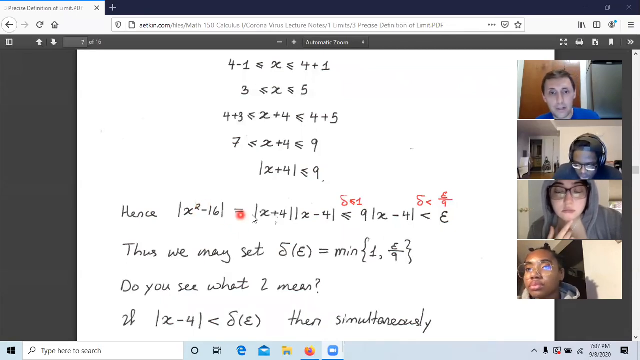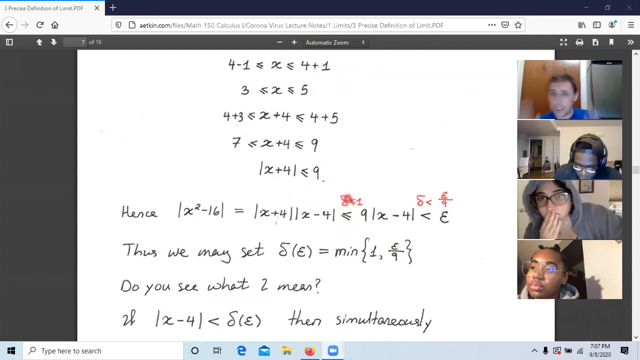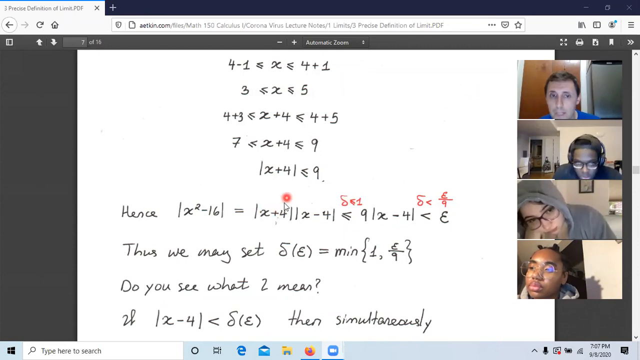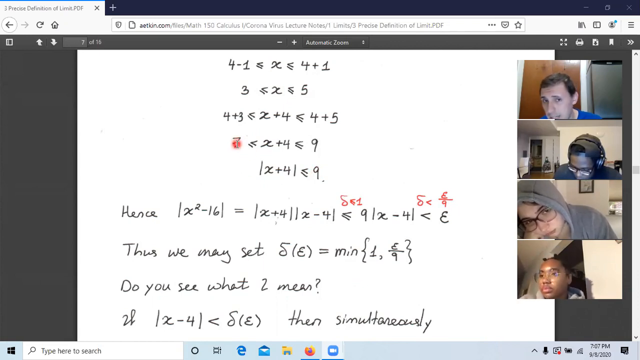So what we have here is x squared minus 16. It's x plus 4 times x minus 4. Okay, but because I know that x is very close to 4, within 1 unit away from 4, that's because my delta cannot be wider than 1. I know that x plus 4 because of this calculation is always a positive number, between 7 and 9. So that means I can insert absolute values here without any problem since it's positive, which means x plus 4 is always smaller than 9. Good? Bigger than 7, but I don't care about it.